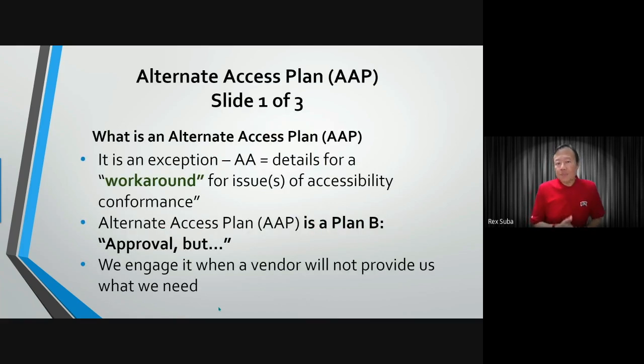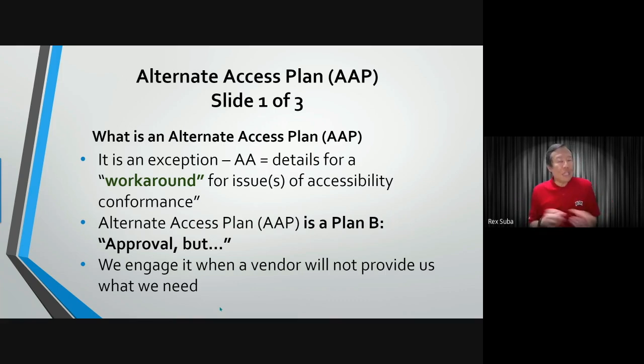An alternate access plan is this workaround that is going to be articulated for the long term about how UNLV will, within the unit requesting the purchase, come up with support for a user or end product receiver to get around the shortcomings of the product. We do not engage the vendor at this point.